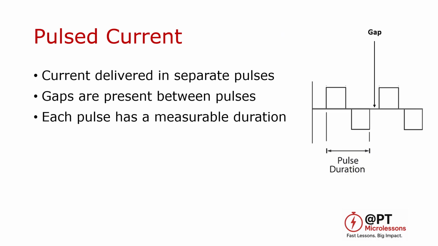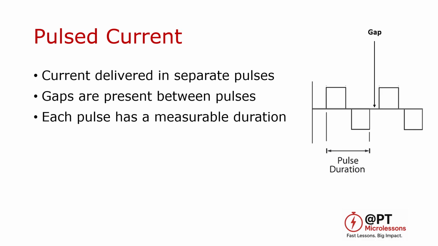Pulse current is delivered as separate pulses, with gaps between each pulse. Each pulse has a measurable duration. Because of these gaps, pulse current enables more precise control of settings, such as frequency and duration. This makes it very useful for many clinical applications.